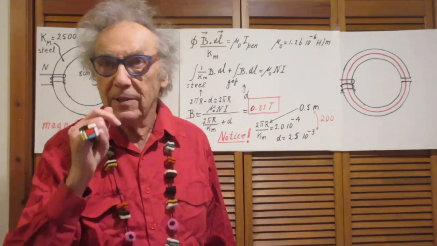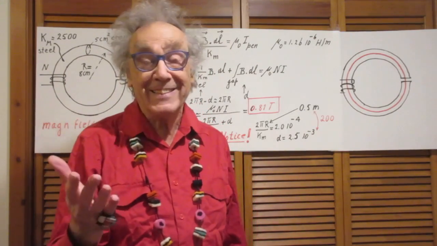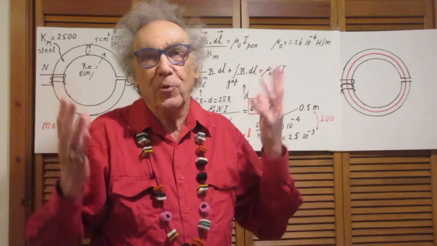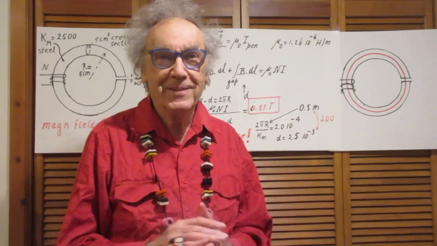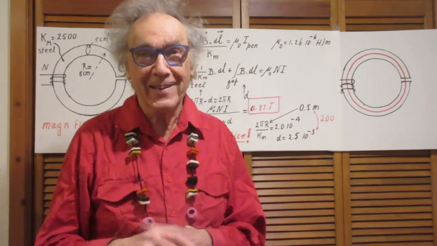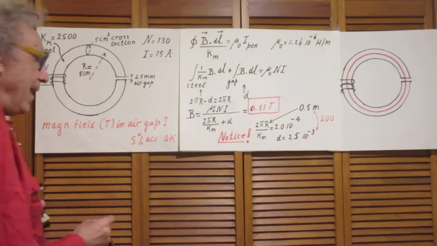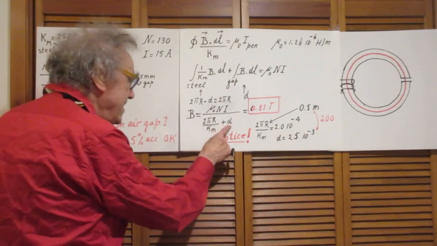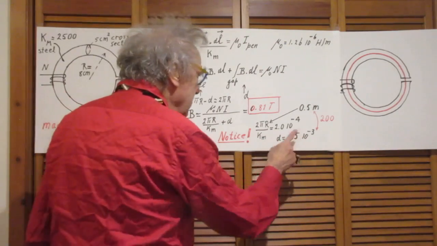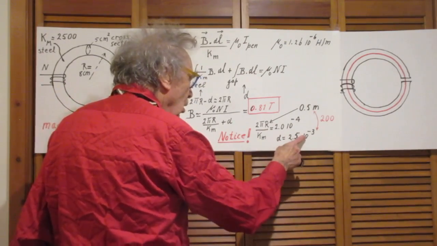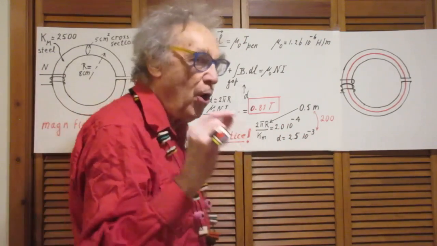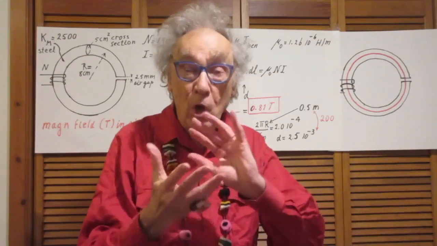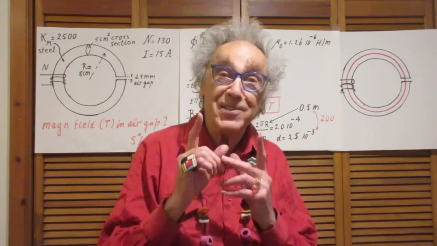Now comes something very interesting. Your first instinct when I posed the problem may have been, well, what the heck, just a gap of 2.5 millimeters probably will have almost no effect. But that's not true. It has a huge effect. And the reason why it has a huge effect is that 2πr over κm is 2 times 10 to the minus 4, but d is 2.5 times 10 to the minus 3. So d is roughly 10 times larger than this term. So because of this small air gap, the magnetic field in the steel and in the air gap is roughly 10 times lower than if there had not been an air gap, and that is not so intuitive.